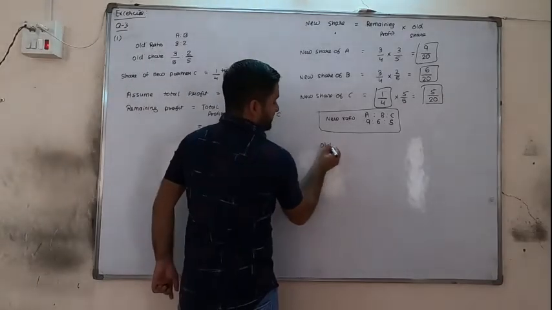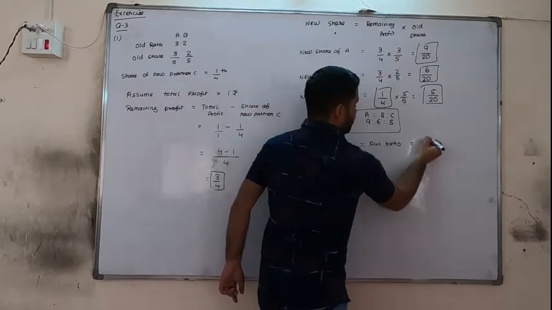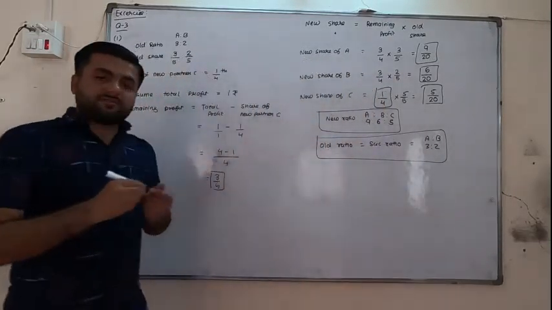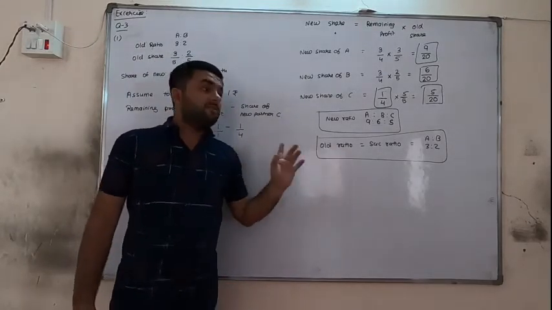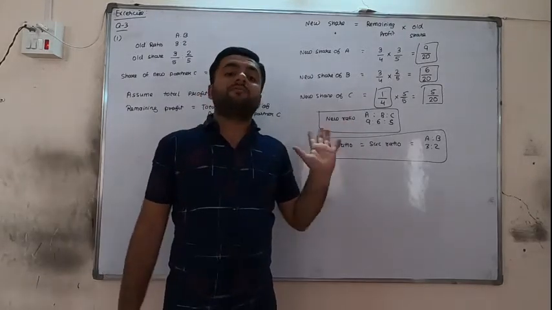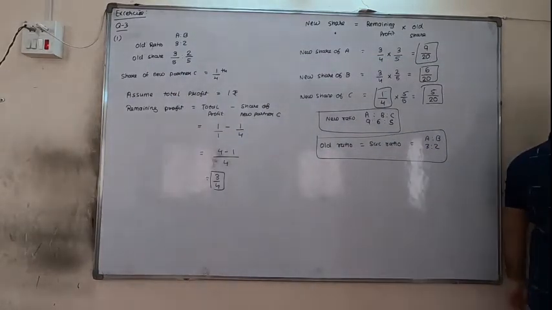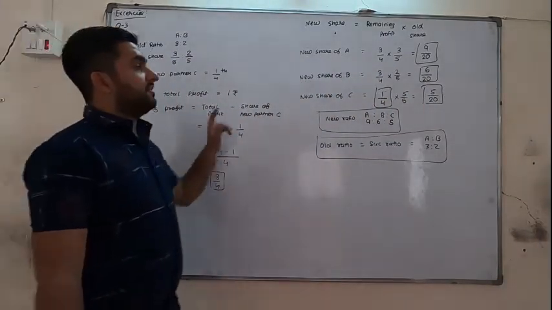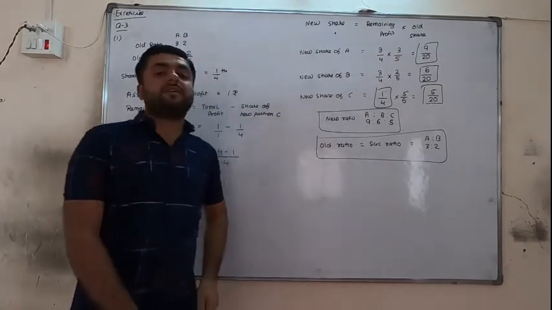Now, next step, old ratio is equal to sacrificing ratio, A is to B, 3 is to 2. Because in this question sacrifice shares are not given and sacrificing ratio is not given, so this is our answer. Only this thing is required in this chapter. Okay, so first sum is complete. Assume total profit 1, then remaining profit, then new share, make denominators equal, and find out new ratio. Old ratio is equal to sacrificing ratio.